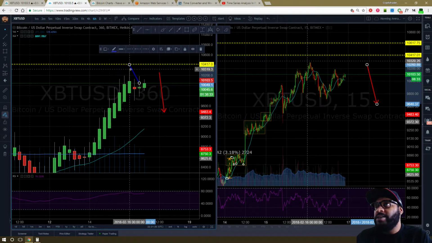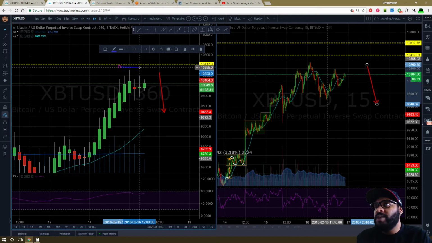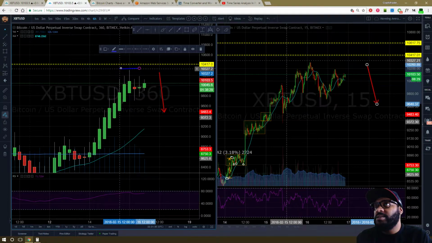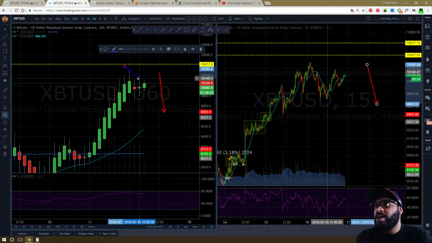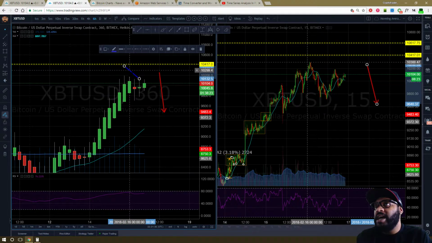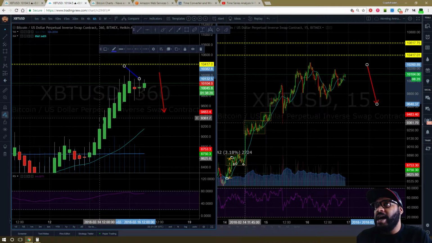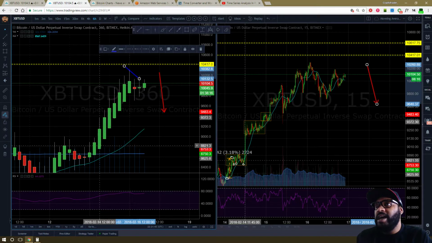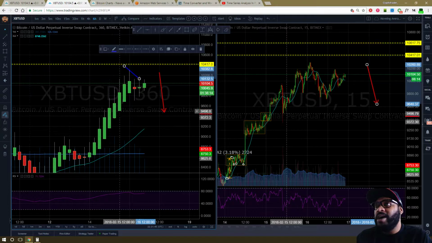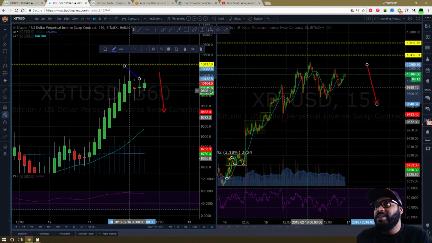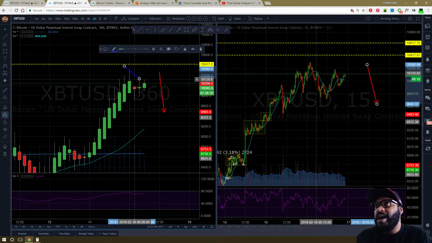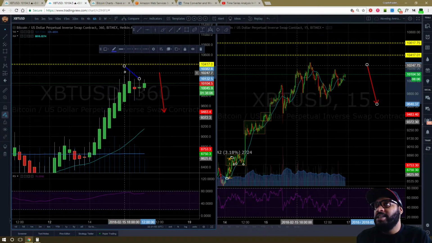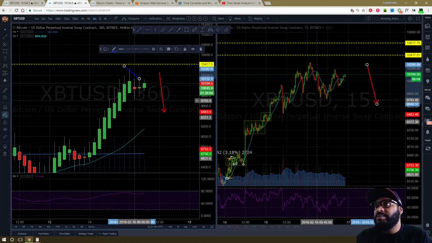If we pull higher than this zone right here, this is not a higher low. I'm sorry, this is a lower high. Here's a high, higher high, higher high, higher high, then higher low, higher low, higher low, then lower high, lower high. Reversal signal, lower high. On a Heikin Ashi, bam, it turns red.